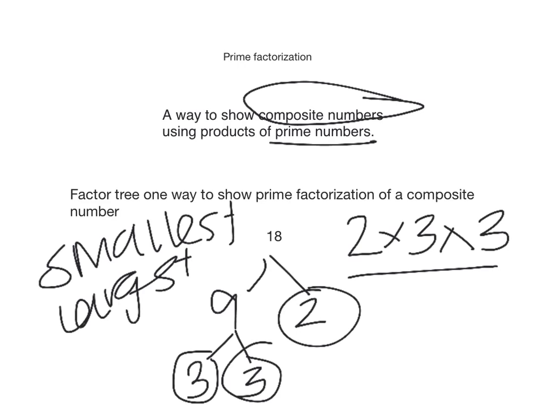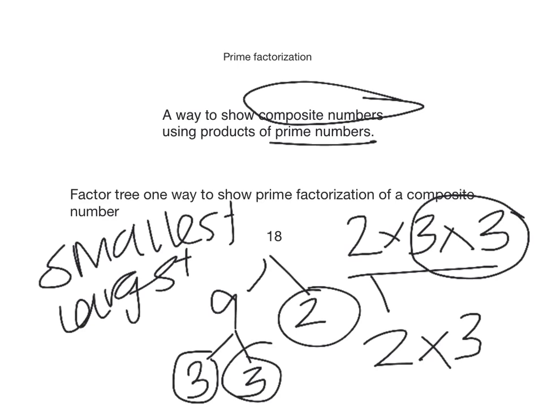Okay. Now, what we also want to think about is our knowledge of exponents from yesterday. So I can write this using exponents. Okay, I can think that I have 1 2, but I have 2 3s. So I can write that as 3 to the second power. Okay, so my answer is 2 times 3 times 3, or 2 times 3 to the second power.